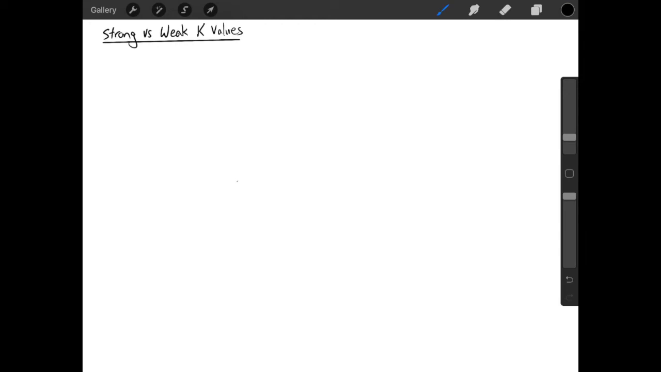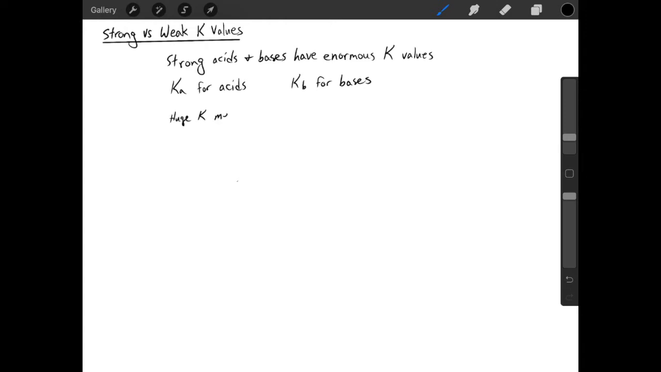We've discussed how acids and bases can be classified as being strong, weak, or negligible. Well, strong acids and bases are going to be acids and bases that have extremely large equilibrium constants. And this extremely large K value implies almost 100% dissociation. That is to say, strong acids and bases are going to be strong electrolytes.